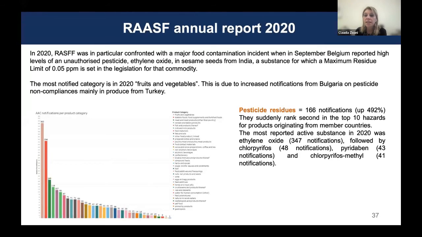For what concerns pesticide residues, there have been 166 notifications, and the most reported active substance was ethylene oxide, followed by chlorpyrifos, pyridaben, and chlorpyrifos-methyl, just to give you an idea about the current status.